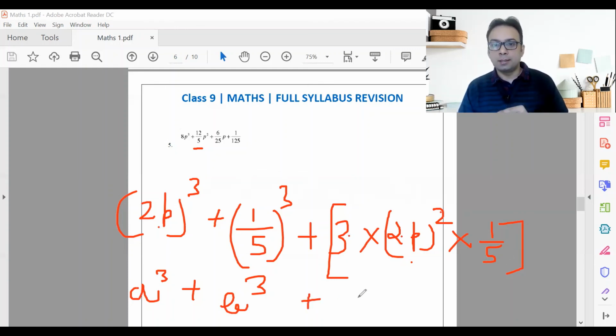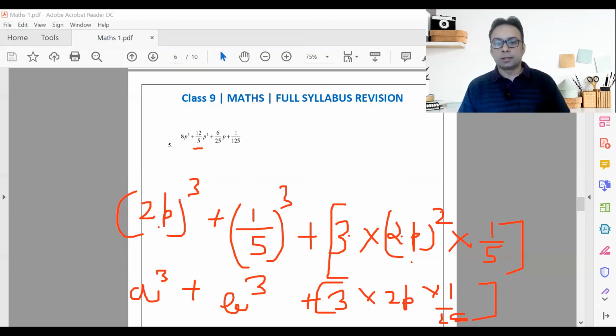And what about the final term? 3ab square, 3 times a. a is how much? 2p into b square. b square is (1 by 5) whole square. That becomes 1 upon 20. Correct? So if you see, this also matches with the third term in the polynomial. 6p upon 25. So that is exactly the same. That means we are on the right track.